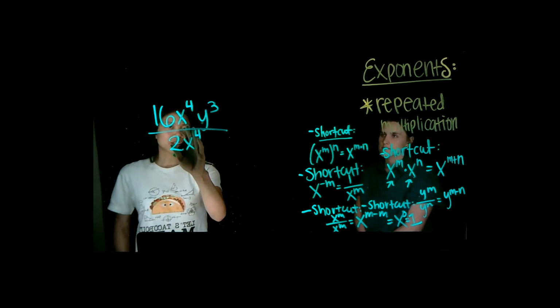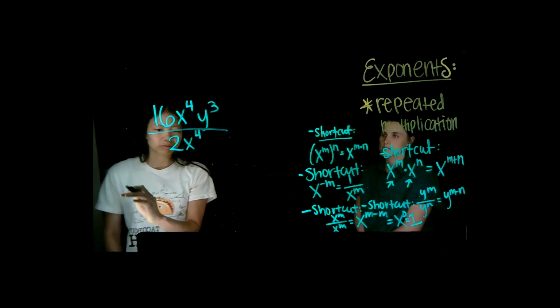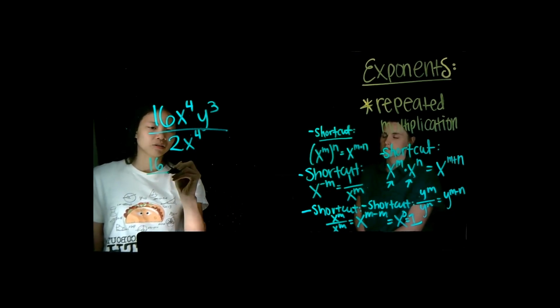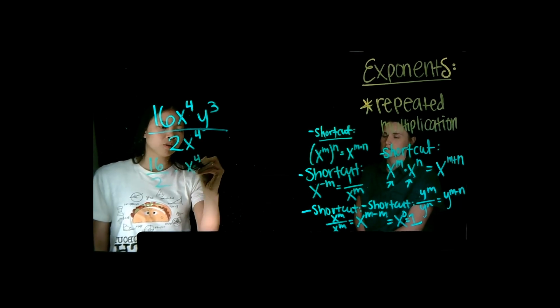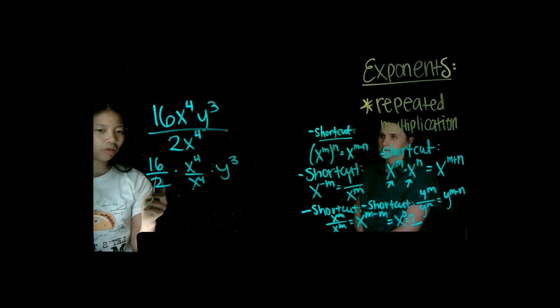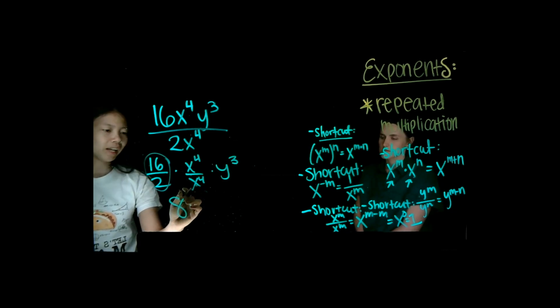All right, let's check out this example. We got 16 times x to the fourth times y cubed all over 2 times x to the fourth power. Remember, we can break up our division, so we can write this as 16 over 2 times x to the 4 over x to the 4 times y cubed. So let's simplify each grouping. 16 divided by 2 is just 8. x to the 4th divided by x to the 4th.